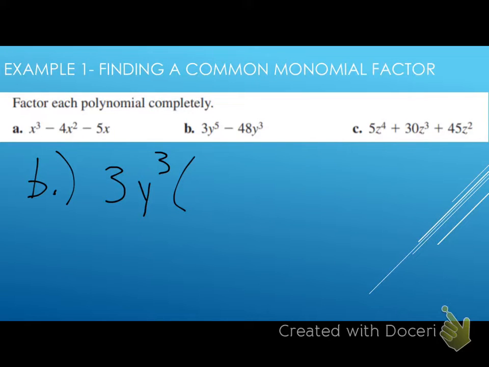3y cubed times what would give me 3y to the 5th? Y squared. Remember, when you multiply, you got to add the exponents. So my exponents there have to add up to 5. 3y cubed times what would give me negative 48y cubed? Negative 16. Everyone okay with that? Yes. So after factoring out my GCF, I've now got two polynomials. 3y cubed and y squared minus 16.